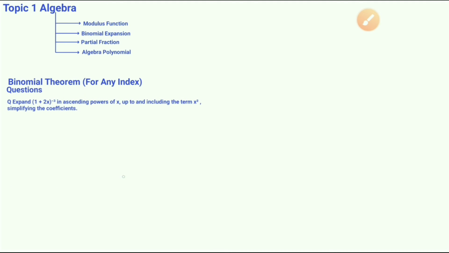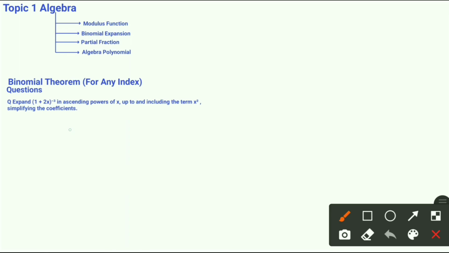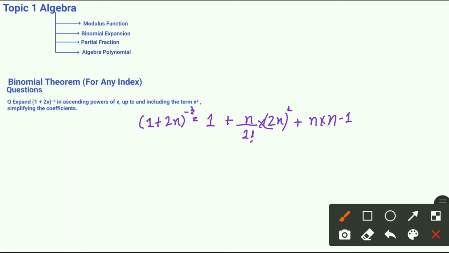So now let's do the questions. Expand (1 + 2x) to the power minus 3 in ascending power of x up to and including the term x squared, simplifying the coefficients. So let's begin. (1 + 2x) to the power minus 3 is equal to nC0, which is 1, plus nC1, which is n upon 1 factorial multiplied by 2x to the power 1. Then nC2 is n multiplied by (n minus 1) upon 2 factorial multiplied by (2x) squared.